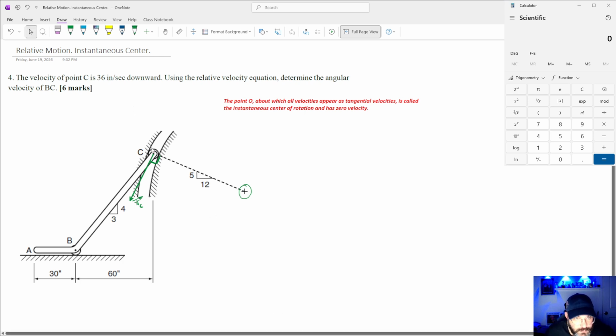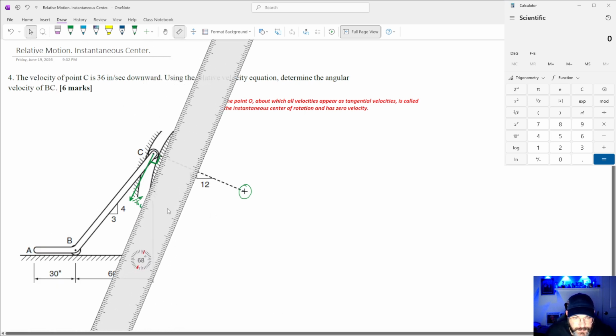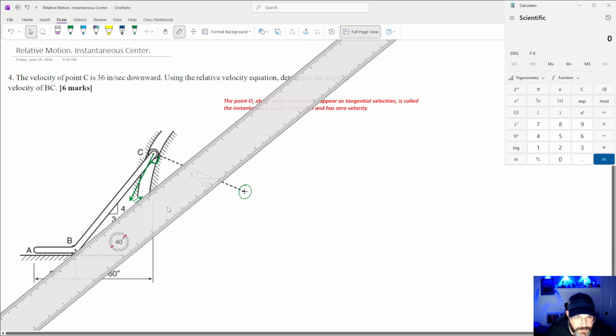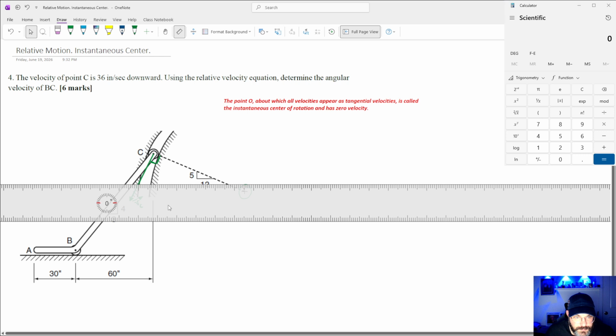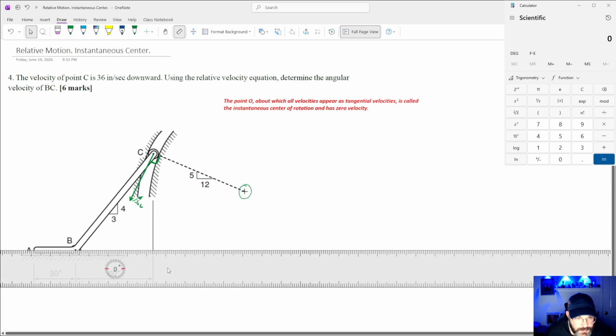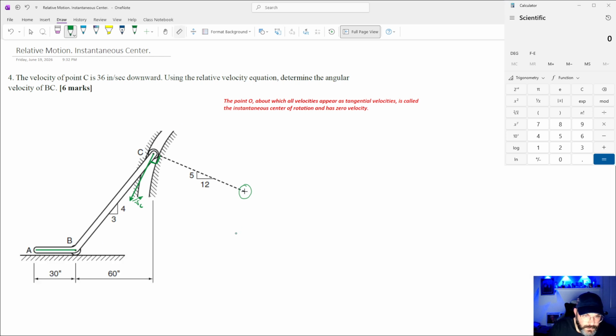Okay, and we also know that the velocity of b is pointing to the left. That roller is moving along that horizontal surface, so the center of this roller has a velocity pointing to the left. Okay, so this is good. So this is our velocity v.